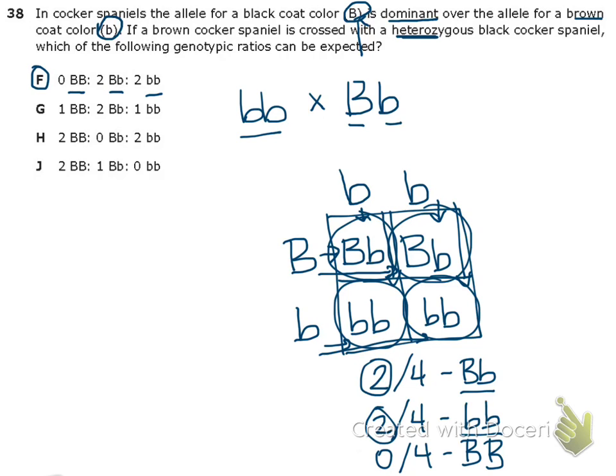So if you are given a question like this on your test, make sure that you figure out, first of all, what are the genes that each parent would have, and then put them into a Punnett square to determine what the possible offspring would be.